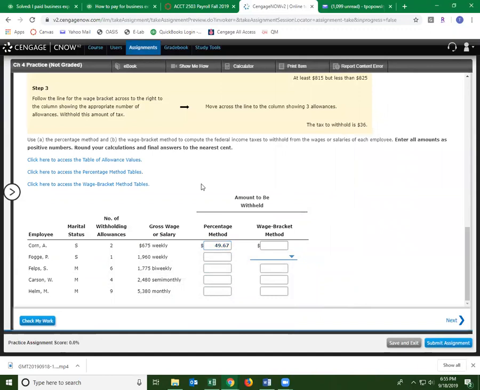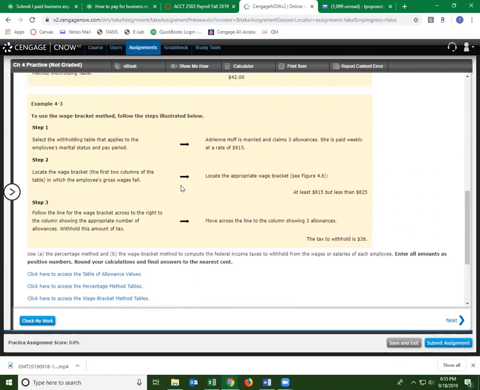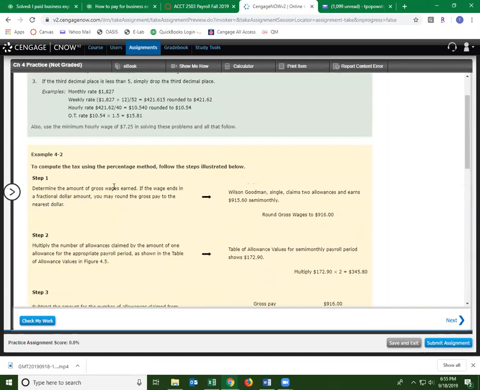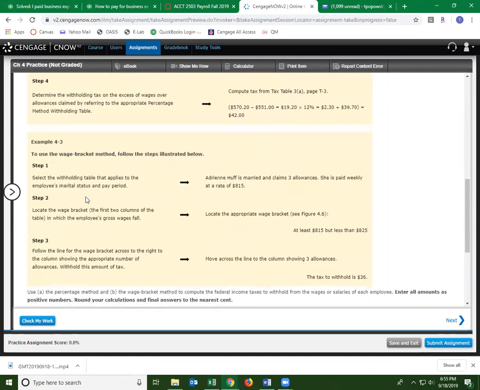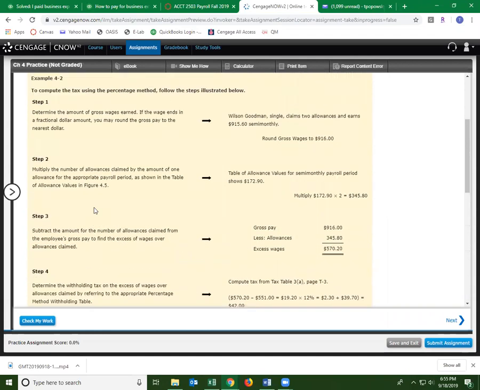$49.67. So again, I find it more useful to track things and use formulas. I know everyone's different, and if you're not comfortable in Excel, you can definitely write it down. The steps are up here as well for using both the percent method and for the wage bracket method. These are the same steps that I followed.